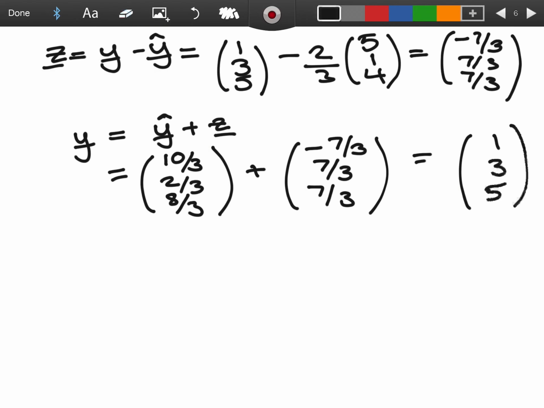Are they orthogonal? Well, if you take the dot product of each of these, I do y hat dotted with z.